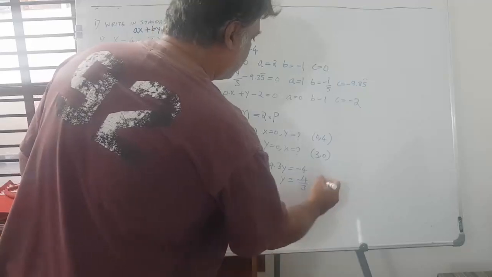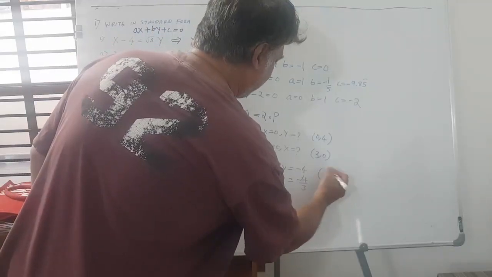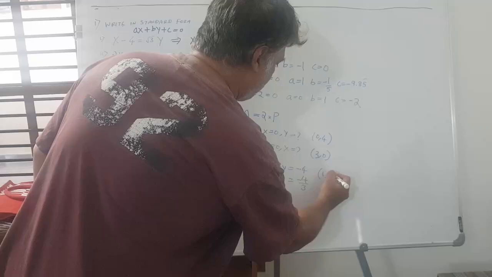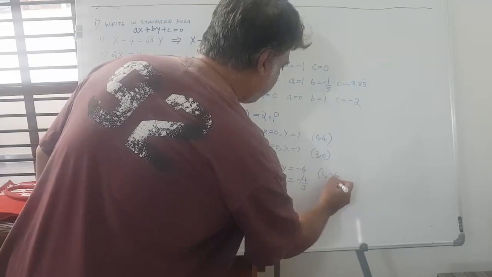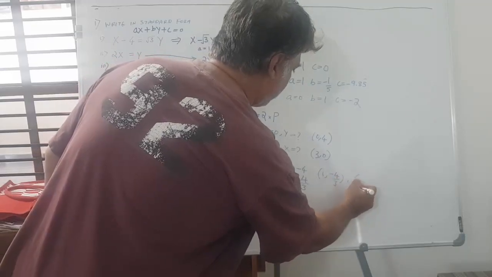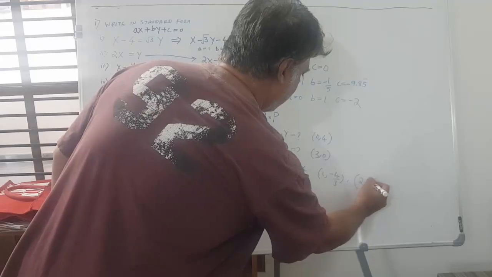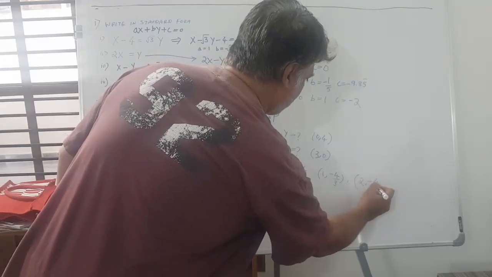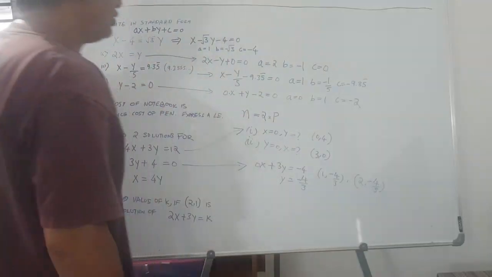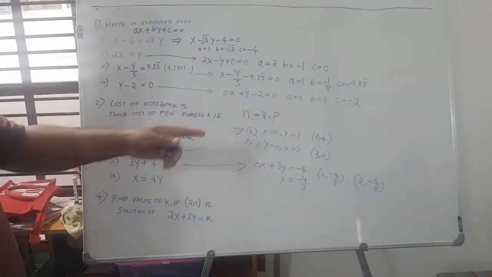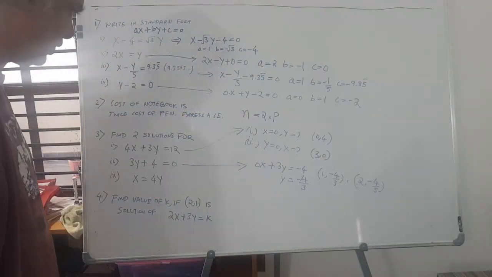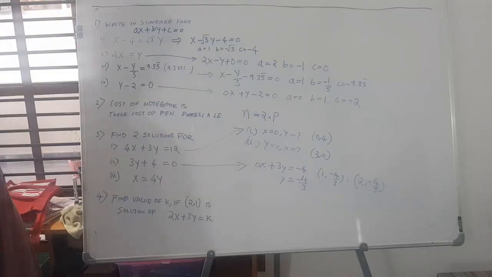One solution can be, if you put x is equal to 1, it's okay, y will be minus 4 by 3. Similarly, if you put x is equal to 2 also, it's okay, y will still be minus 4 by 3. No matter what x is, y will always be minus 4 by 3. So those are the two solutions.